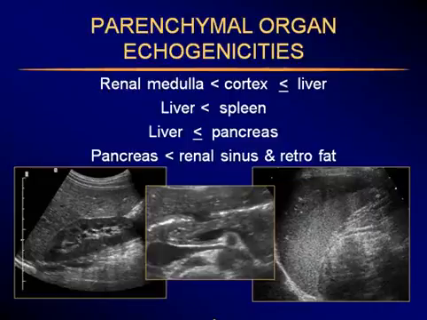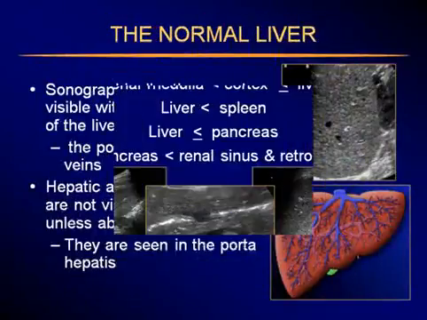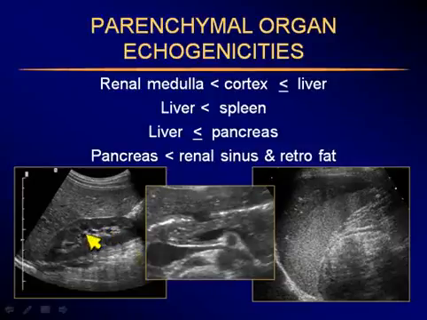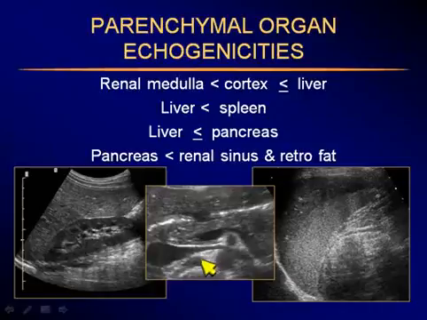of the beam. Oh, and one more thing here, the pancreas itself is less echogenic than retroperitoneal fat, which is hyperechoic, and also less echogenic than the renal sinus echoes. So renal sinus echoes and the retroperitoneal fat are hyperechoic and the most echogenic of all of these parenchymal organs.